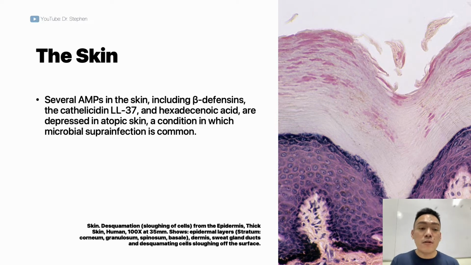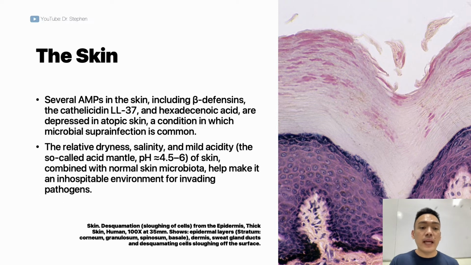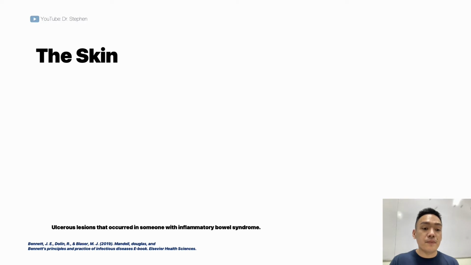There are several AMPs or antimicrobial peptides in your skin, which include the beta defensins, the cathelicidin LL37, and the hexadecanoic acid, which are depressed on atopic skin, which is a condition where microbial superinfection is very common. And the relative dryness, salinity, and mild acidity, that's why we call it the acid mantle, because you have a pH level of 4.5 to 6 in your skin, combined with the normal skin microbiota, will help make an inhospitable environment for invading pathogens.